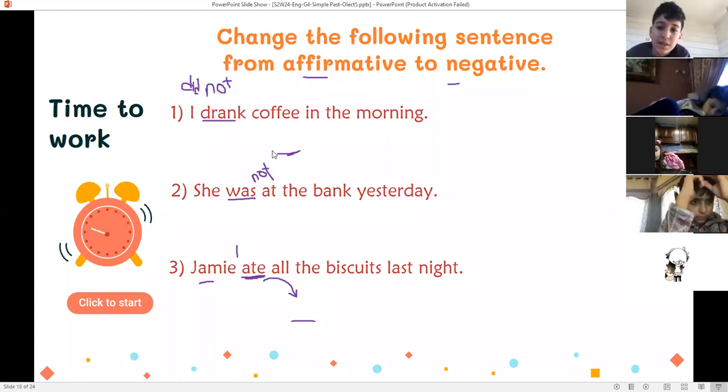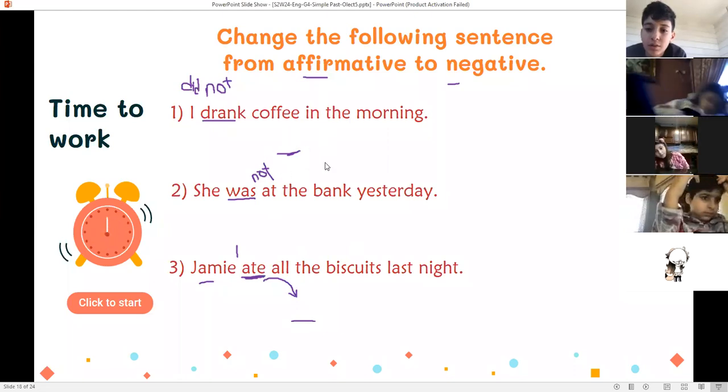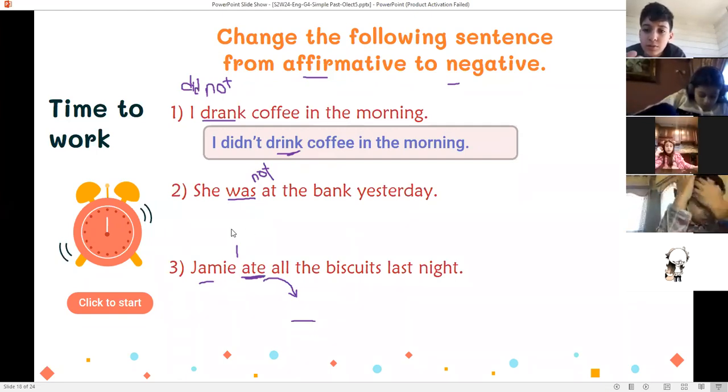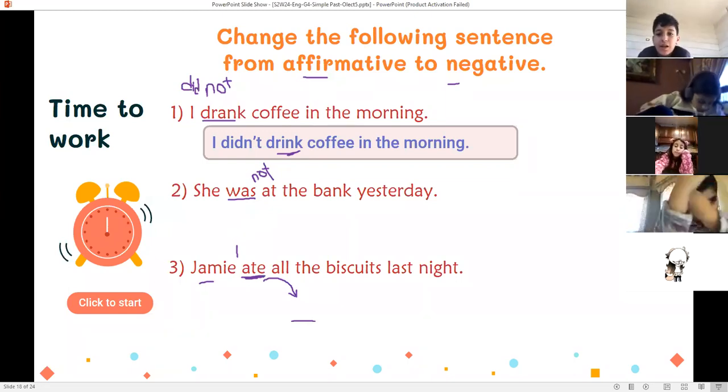Excellent. Miss, this is not in the worksheet? What do you mean, this type of question? Yeah. I don't think so. You need to know in order to improve your English.